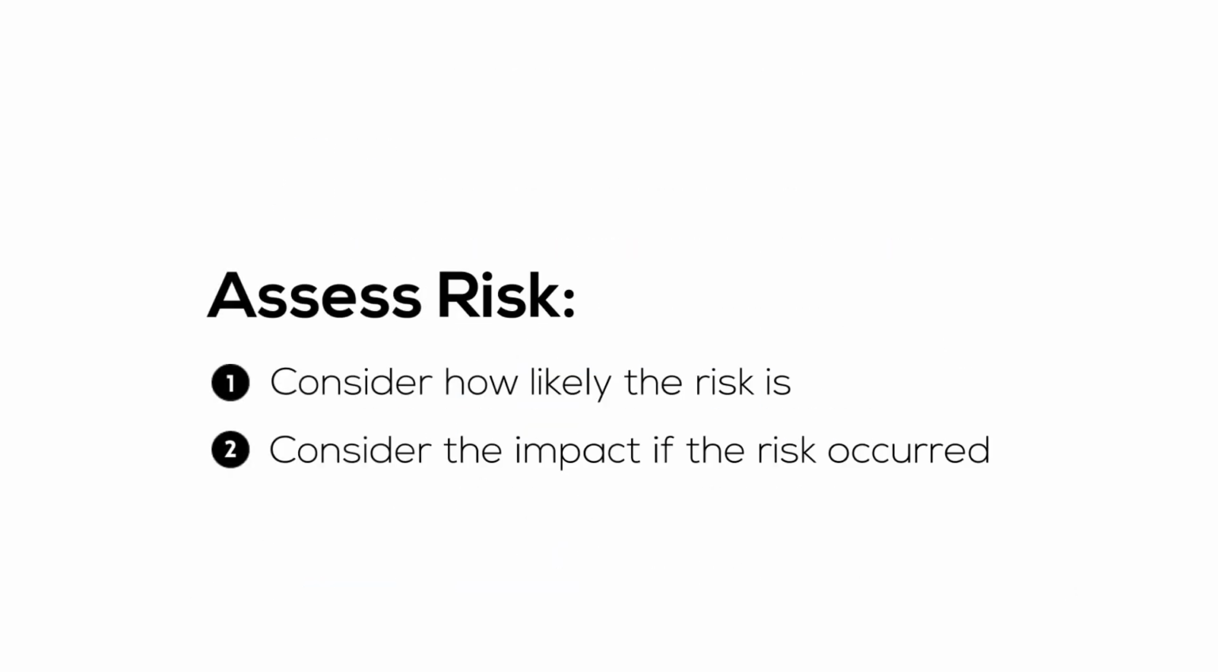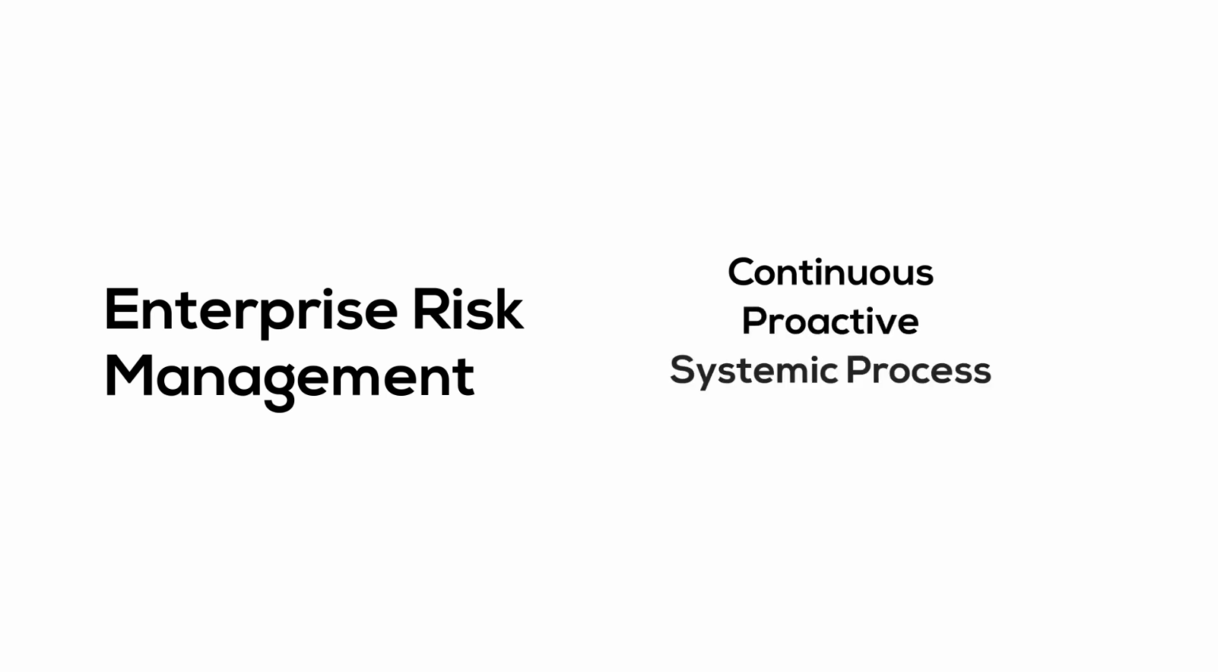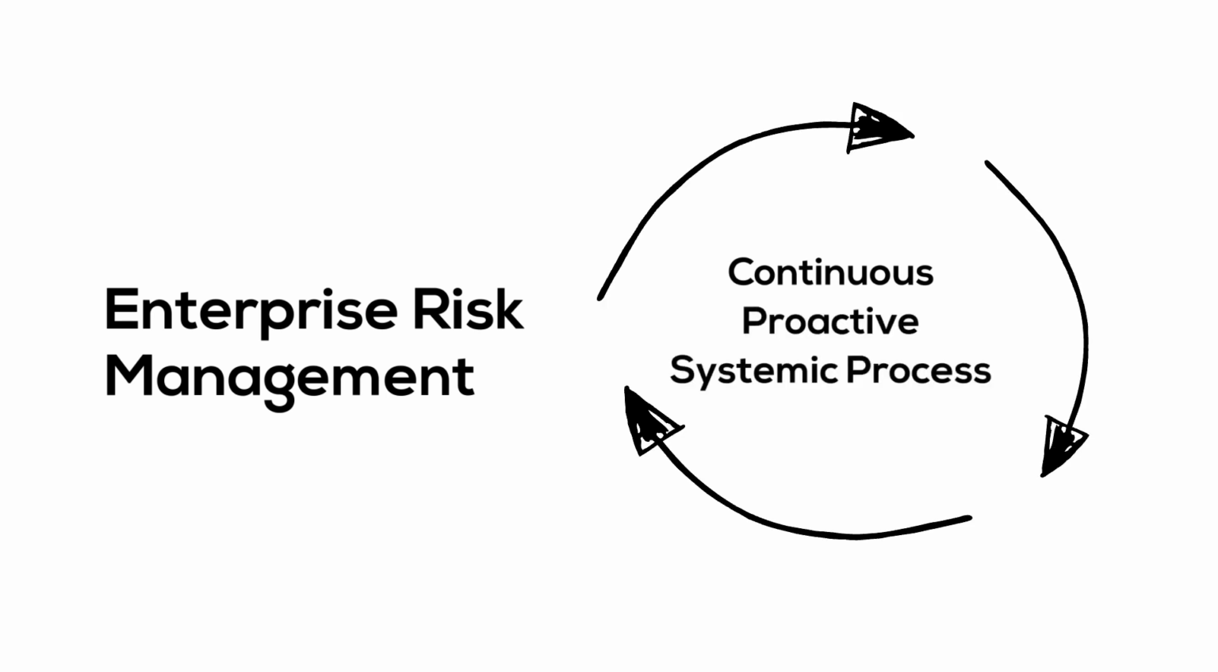To assess risk, consider how likely the risk is, and consider the impact if the risk occurred. Risk equals likelihood times impact. Enterprise risk management addresses organizational risks from all sources, and it is a continuous, proactive, systemic process that improves decision-making.